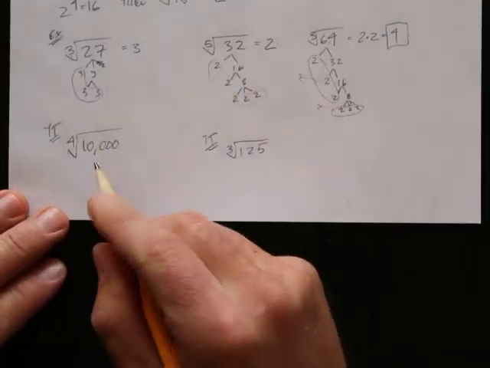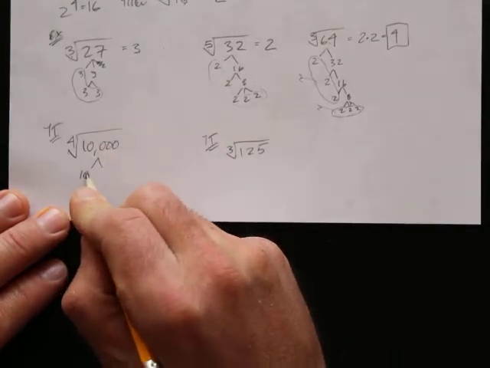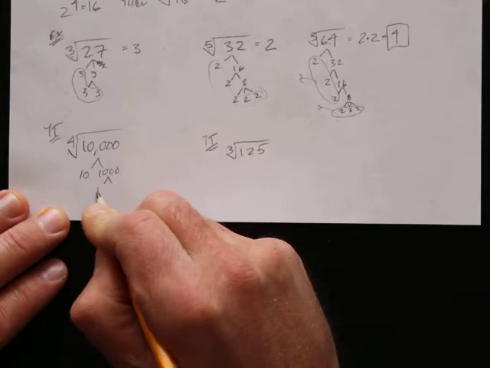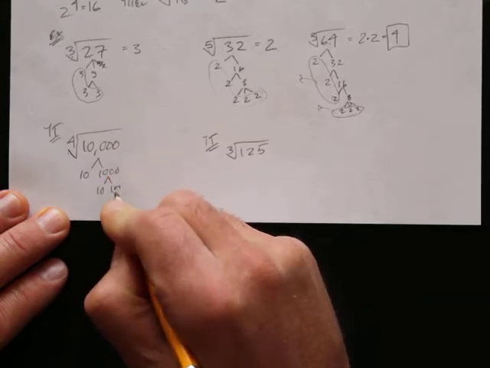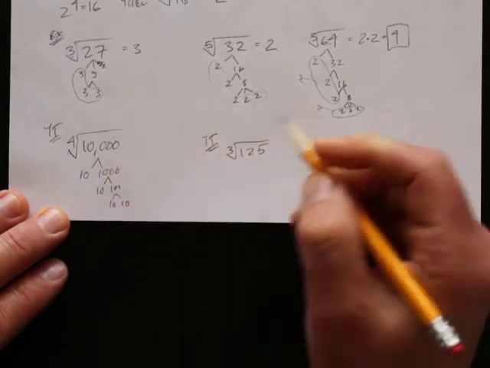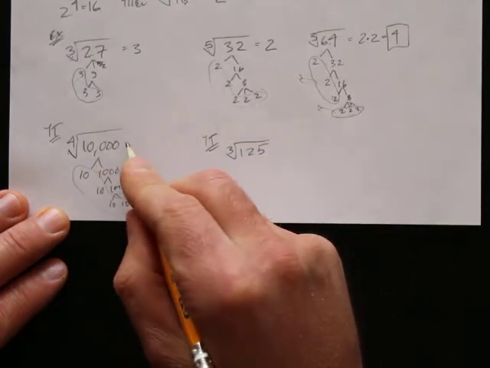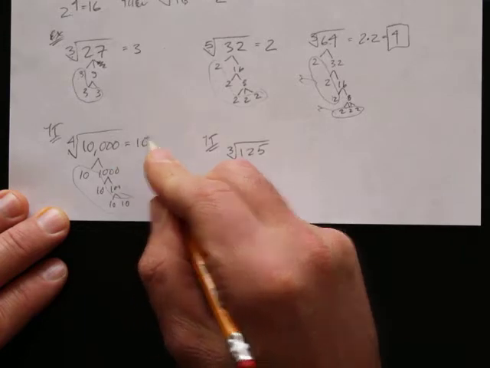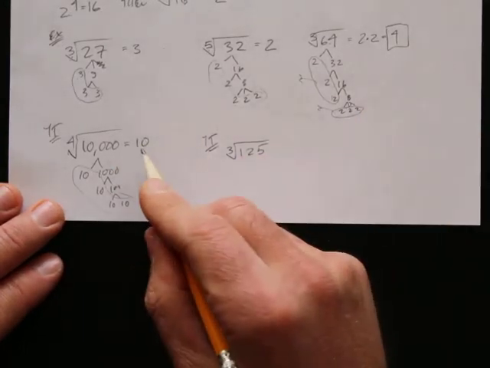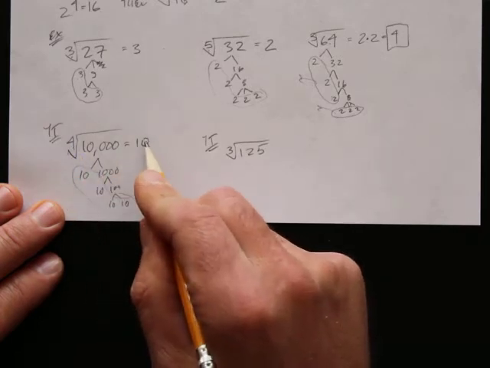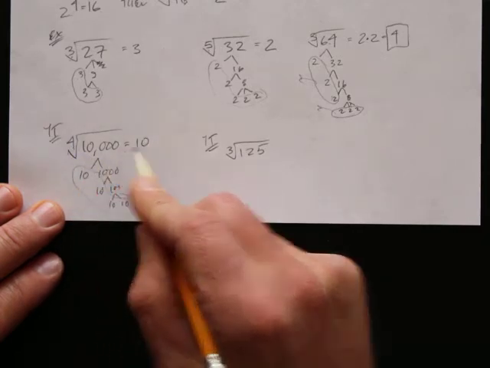Okay, the 4th root of 10,000. 10,000 is 10 times 1,000, 10 times 100, 10 times 10. So 1, 2, 3, 4 tens, perfect. The 4th root of 10,000 is 10. 10 times 10 times 10 times 10, 4 tens multiplied together is 10,000.